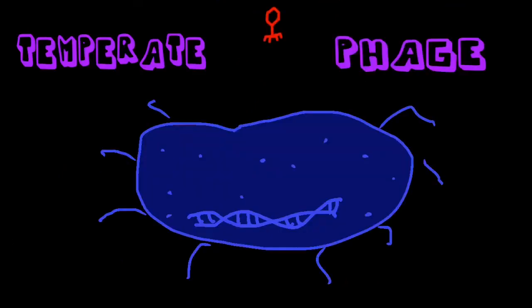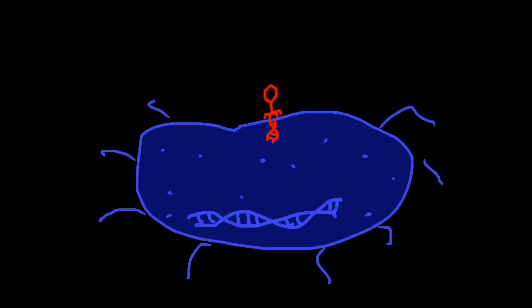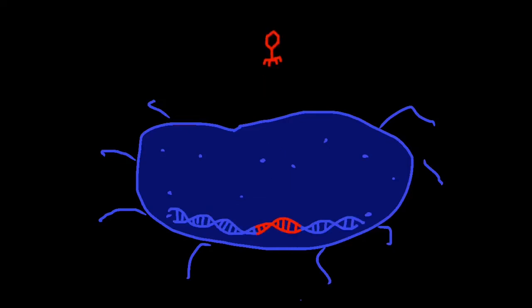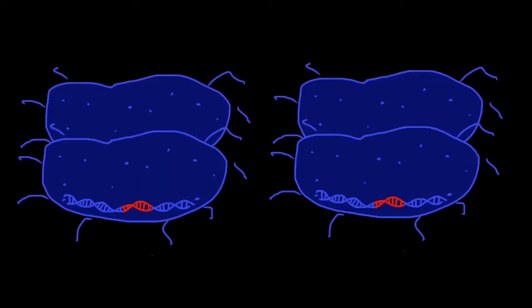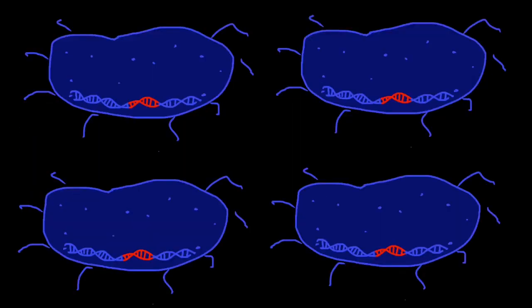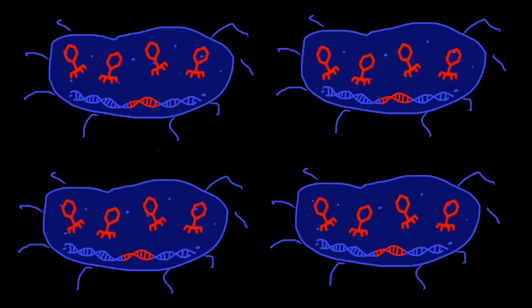A temperate phage will go through a similar process, but instead its genetic material will incorporate itself into the host genetic material. Because of this, the phage's DNA or RNA can replicate along with its host, staying dormant until environmental conditions cause the phage to enter the lytic cycle. And thus the process repeats as the new viruses can infect other bacteria.